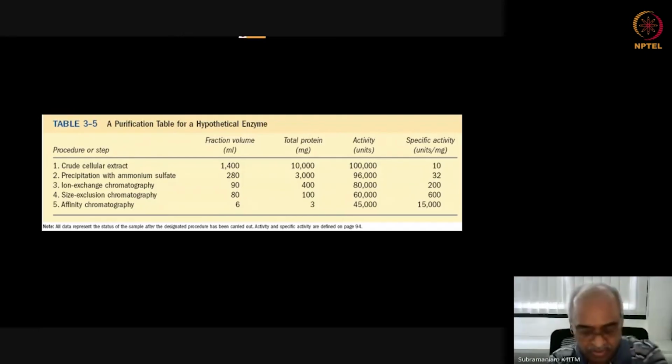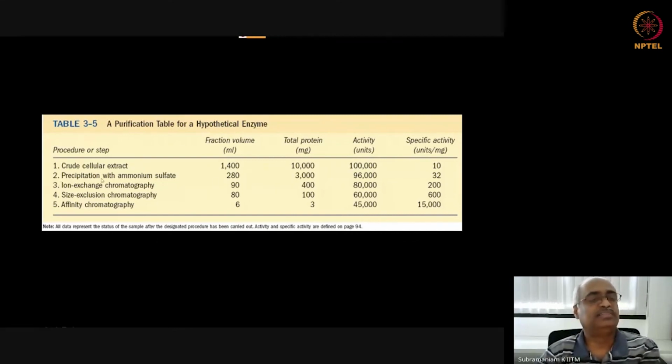But in reality you don't get that ideal 100% purification, that is 100% recovery of your protein of interest, and that without losing any activity at all, without any loss of activity. That doesn't happen. So therefore we use this as a measure parameter to measure the efficiency of our purification methods. So if a purification method gives very high specific activity, then you know that that is really good.